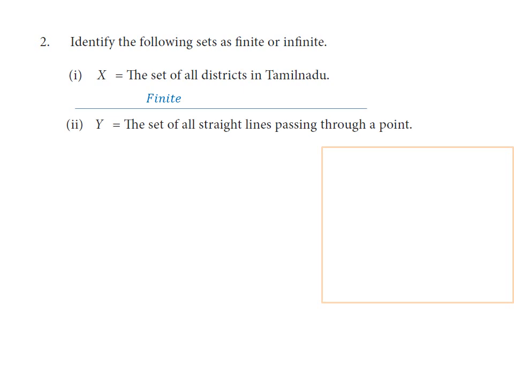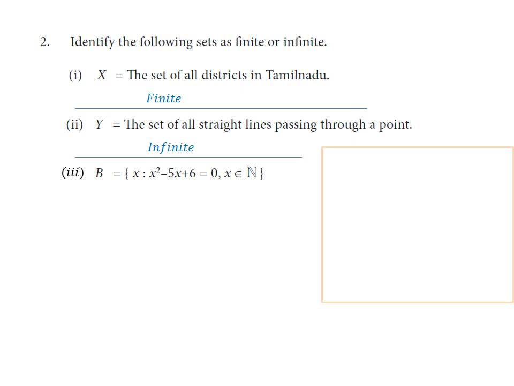Next one, y is equal to the set of all straight lines passing through a point. This is uncountable. We cannot count how many lines are passing through a point. So an infinite number of lines can pass through a point. So it is an infinite set. Third one, B is equal to the set of all x such that x square minus 5x plus 6 is equal to 0. This is the quadratic equation.